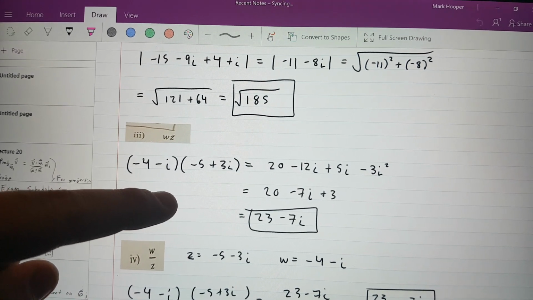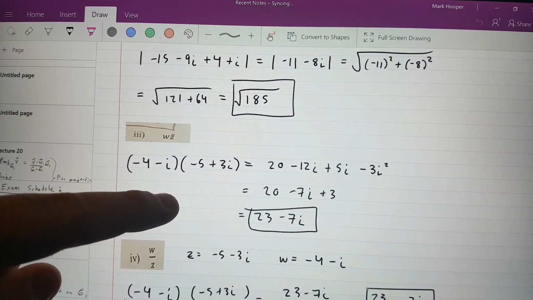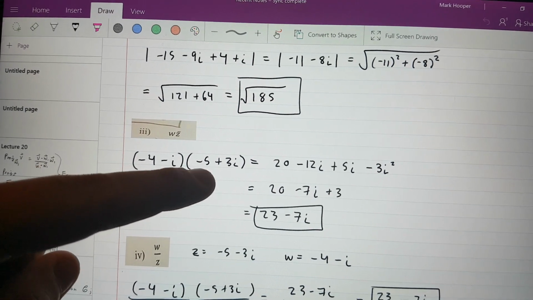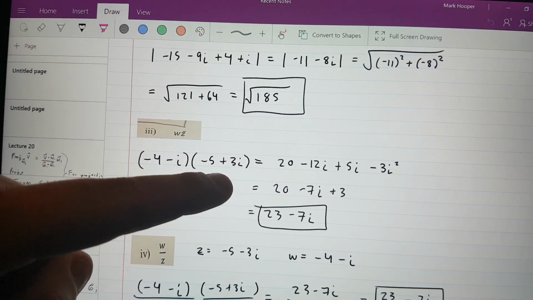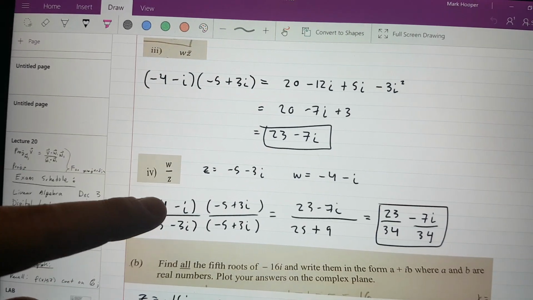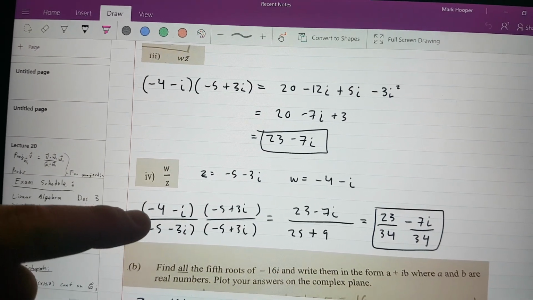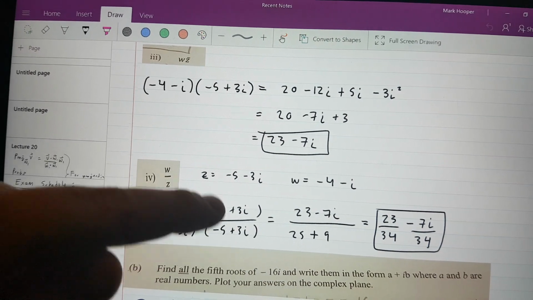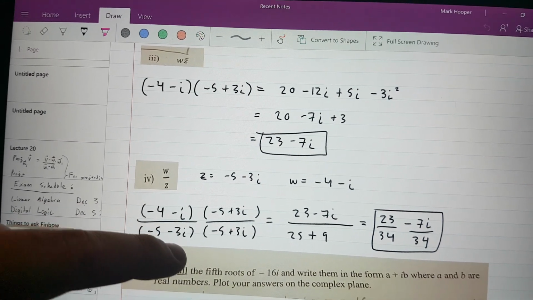W times the conjugate of z. So again, z was minus 5 minus 3i. So this is the complex conjugate. We get this result. And w divided by z, well, you take w divided by z, but you've got to multiply this by the complex conjugate of z.